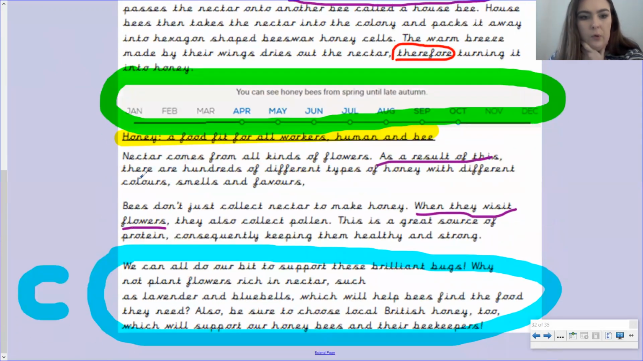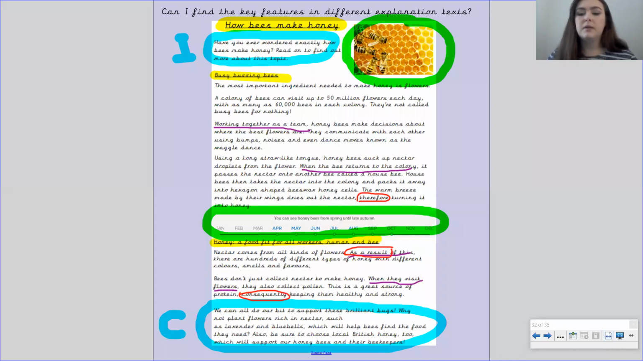Let's read on a bit more. Oh, this is also a causal connective: as a result. Bees don't just collect nectar when they visit, they also collect the right source. Consequently, keeping them healthy and strong. So there we go. And this is also written in chronological order as well.